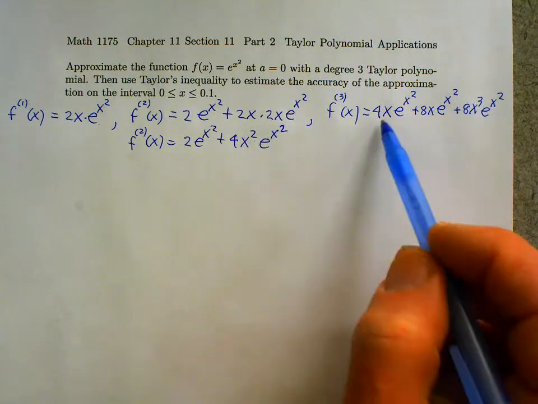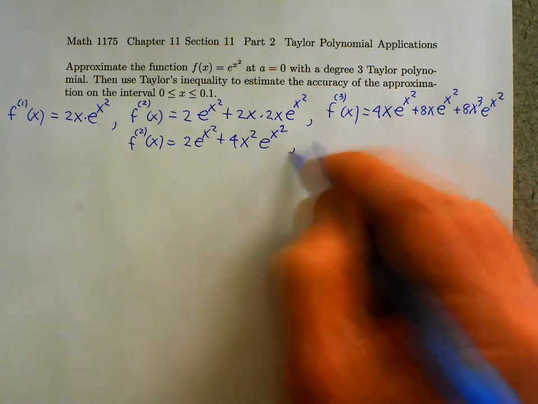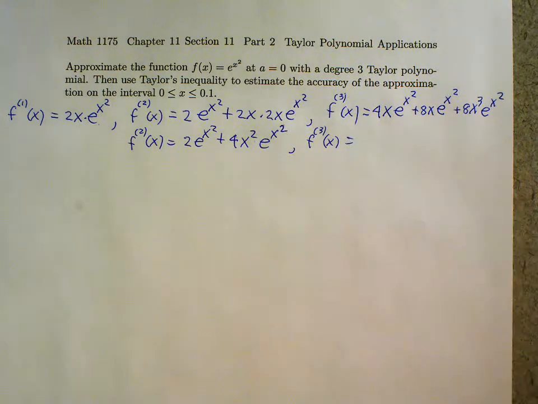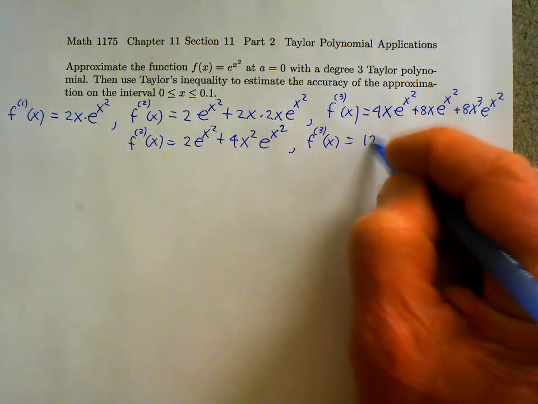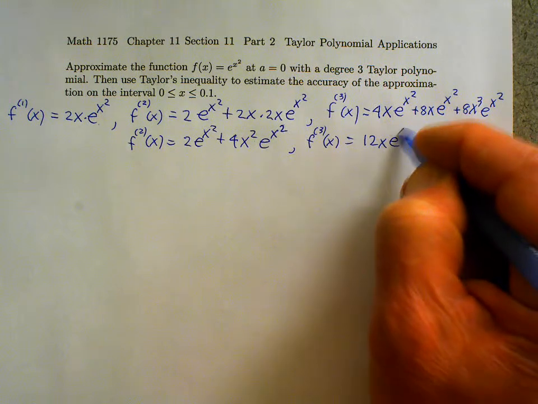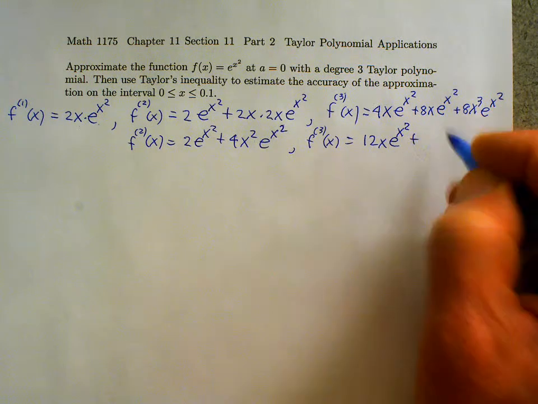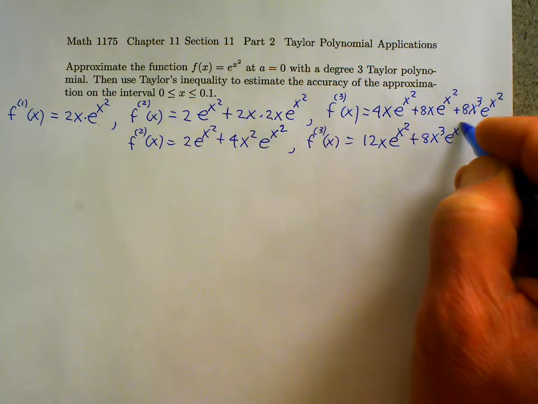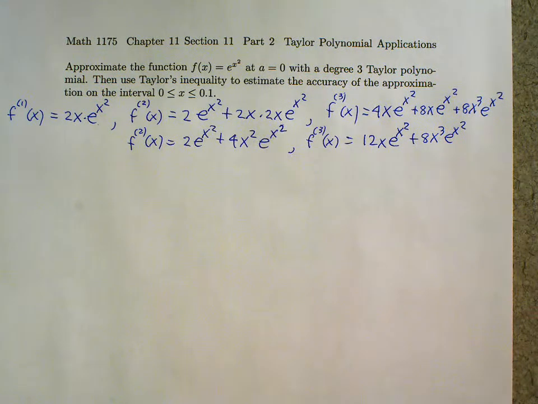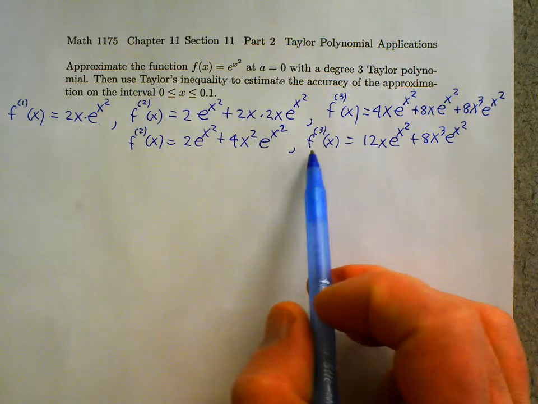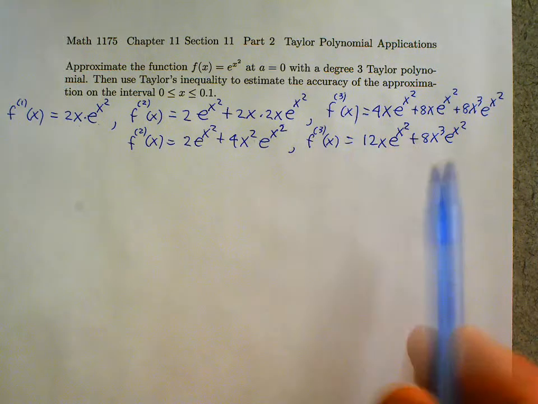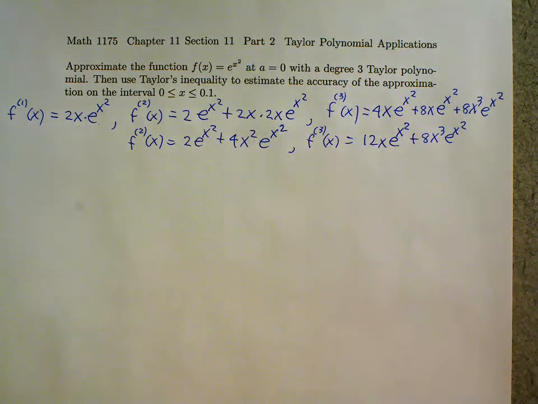Two of the terms are like terms that can be combined, so let's go ahead and do that. The third derivative can be written as 12x times e to the x squared plus 8x to the third times e to the x squared. Let's hold off on the fourth derivative for a while. Let's go ahead and find T sub 3 of x.